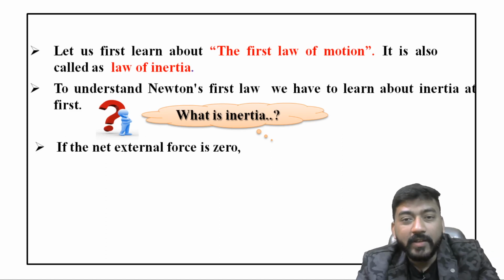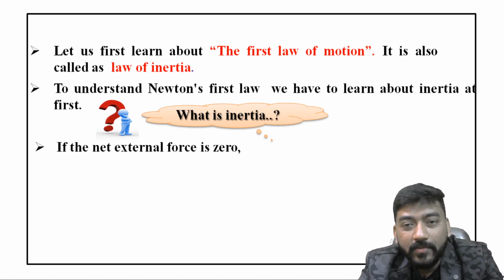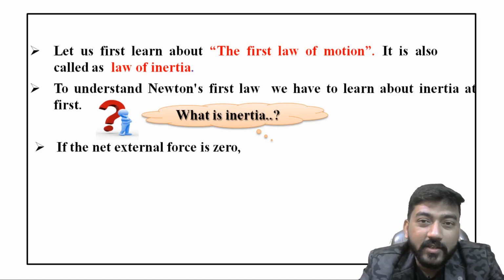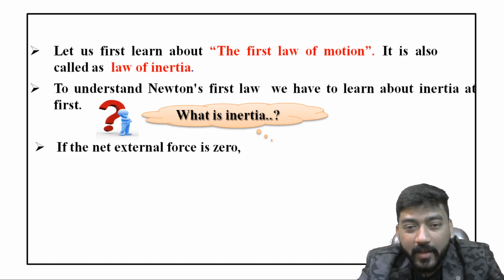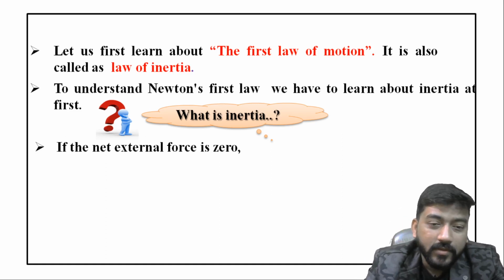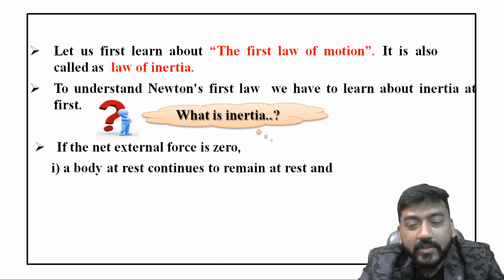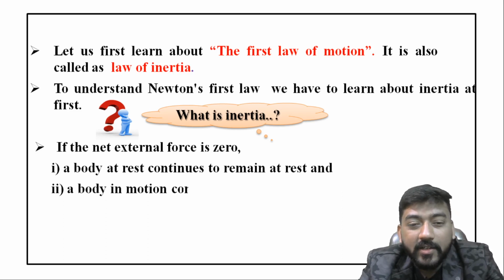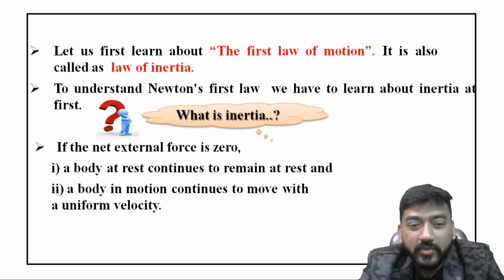First, in your daily life you have experienced that if an object is at rest, it will continue to be at rest, and if the object is moving it will continue to do so. If the net external force on any object is zero, then what will happen? The body which is at rest will continue to remain at rest, and an object which is in motion will continue to move with a uniform velocity.